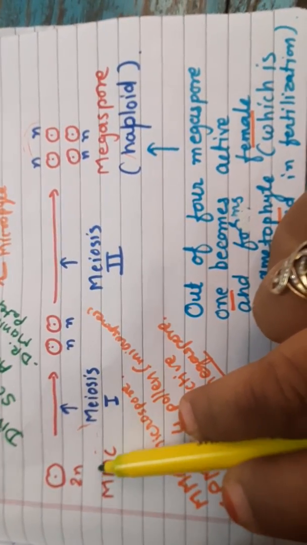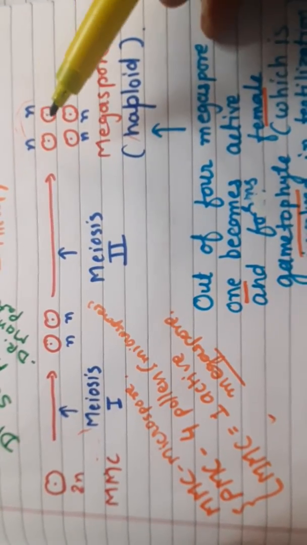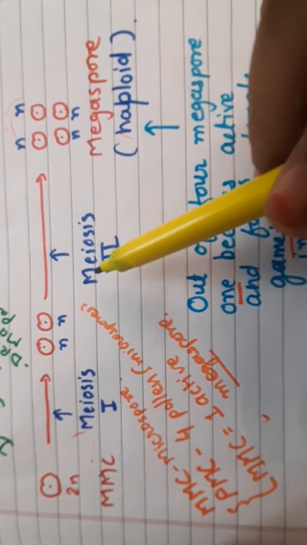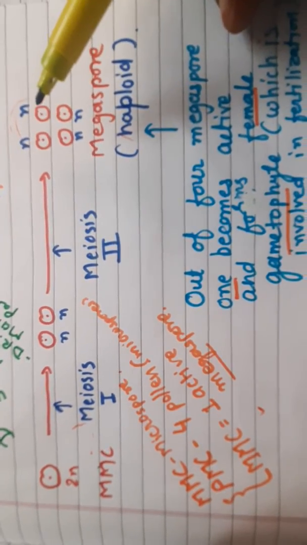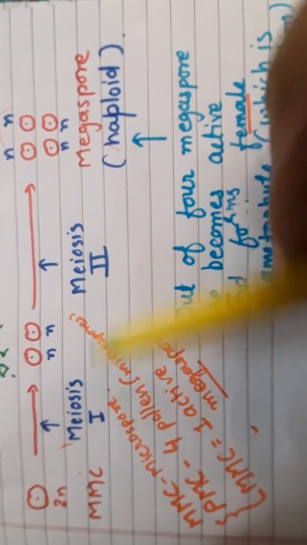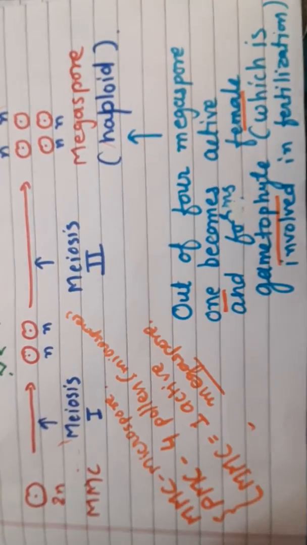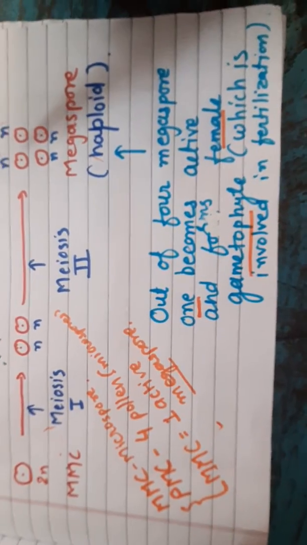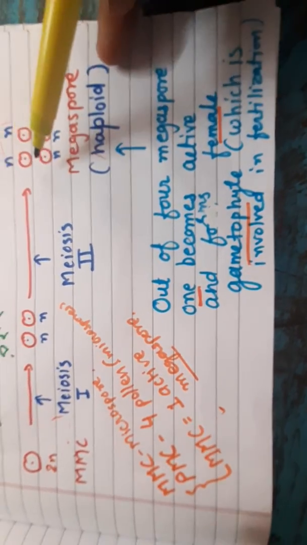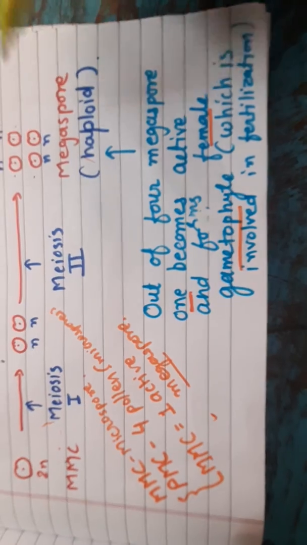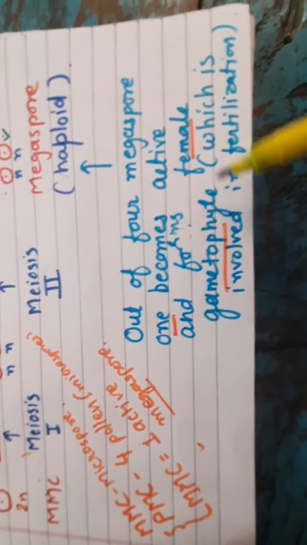Remember, from one megaspore mother cell, we are having 4 cells. But all become haploid because this is meiotic division, a reductional division, so the number of chromosomes becomes half. So due to meiotic division, from one megaspore mother cell, we are having 4 megaspores. Out of these 4 megaspores, only one becomes active. The remaining 3 degenerate. Only one becomes active and it forms the female gametophyte.